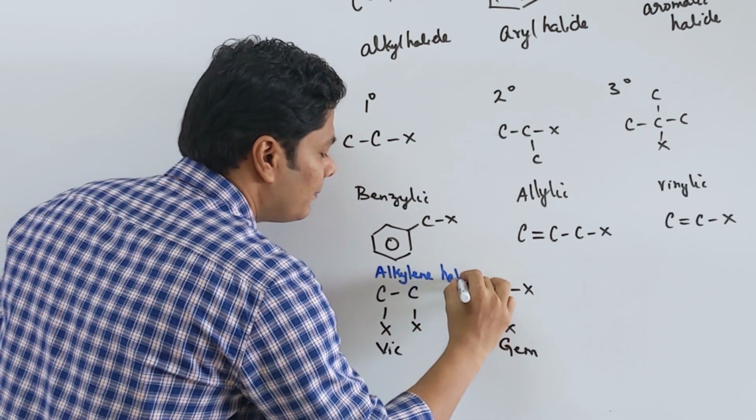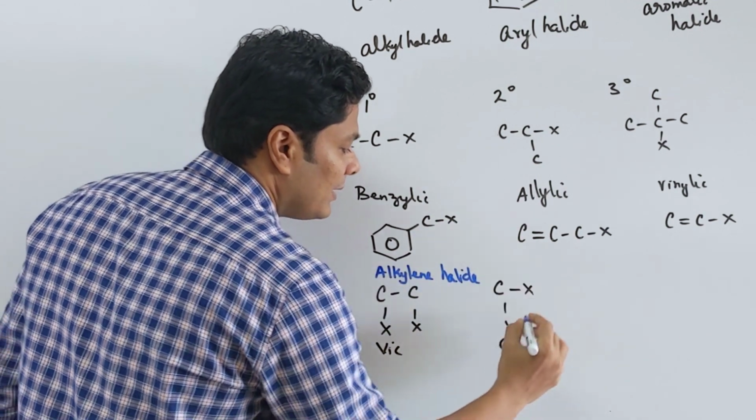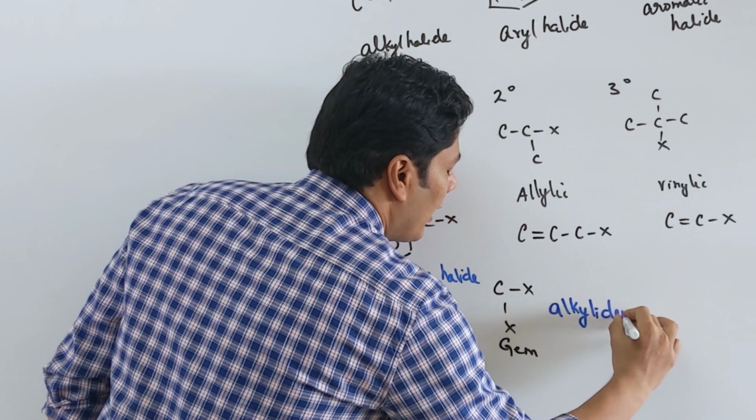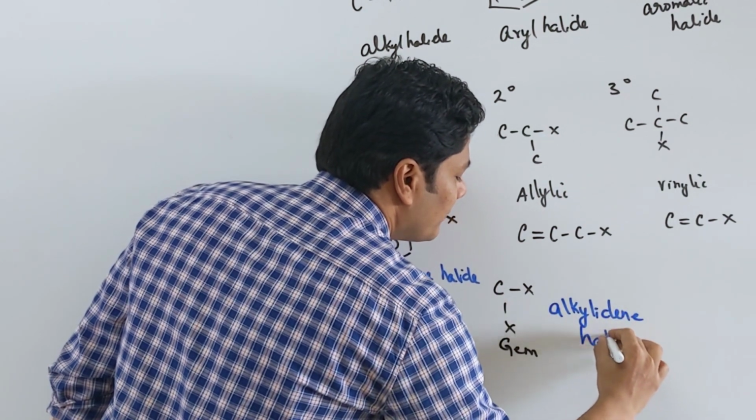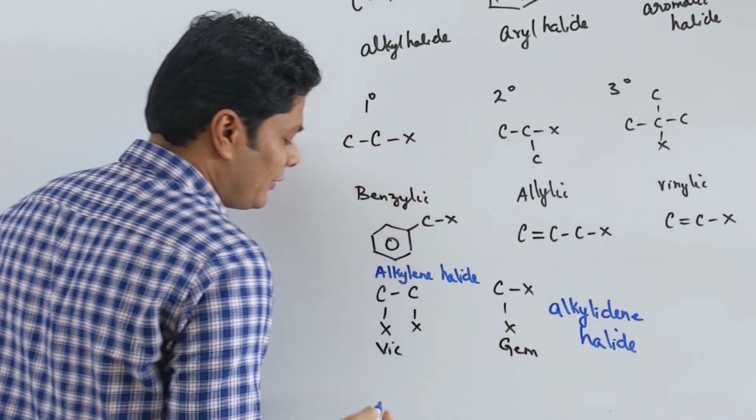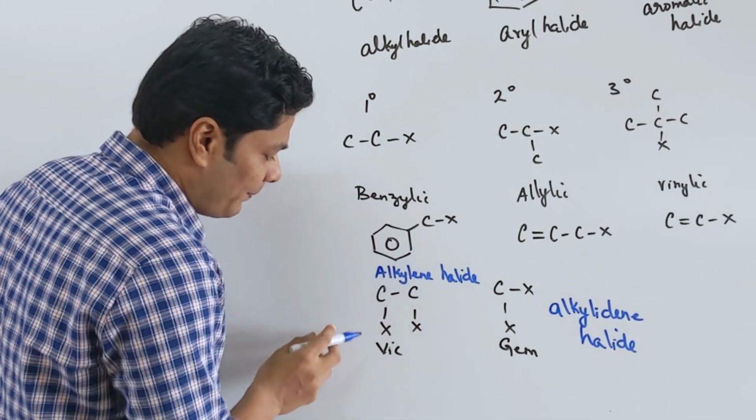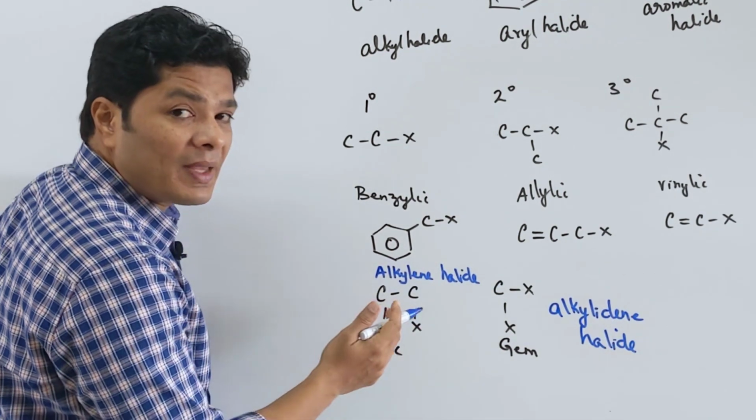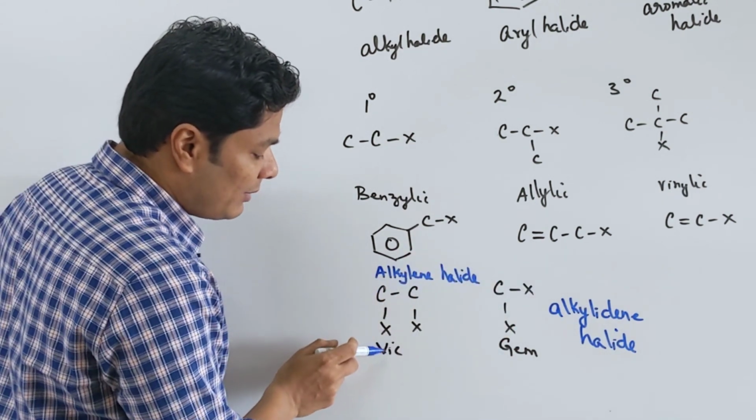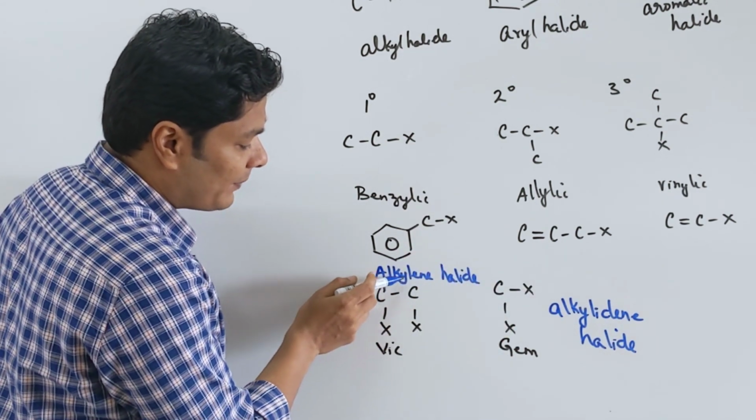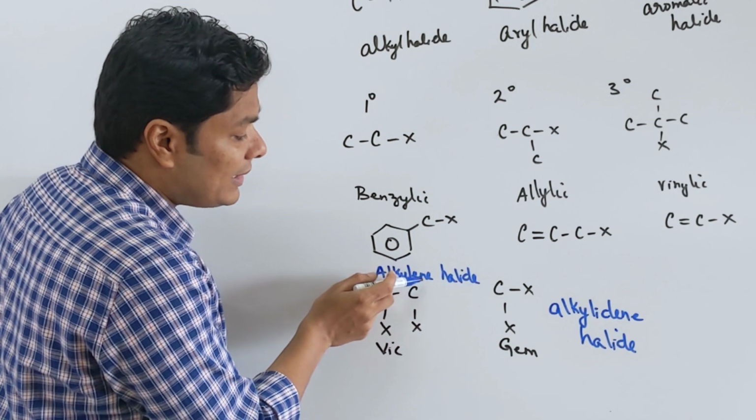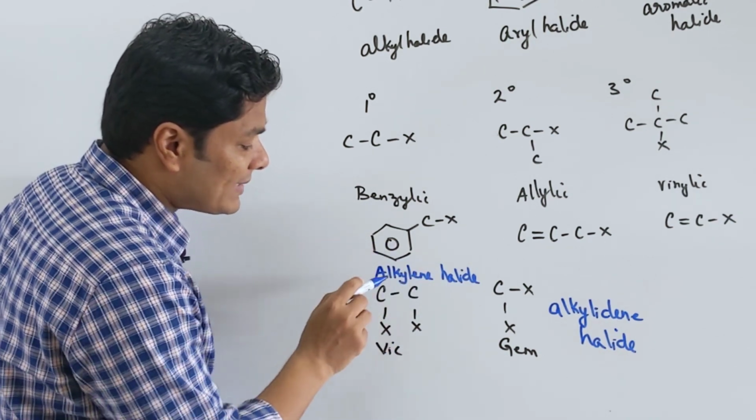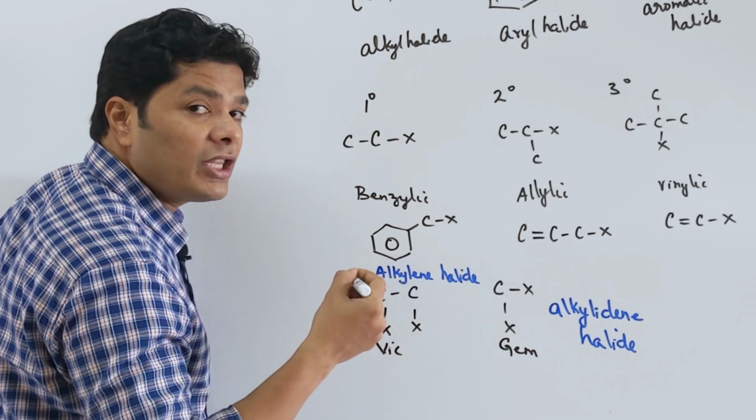Alkyl halide. This is alkylidene halide. It's easy to remember this actually as an example. Imagine that instead of these X you have OH and OH, you would call it ethylene glycol. Similarly, this would be ethylene dihalide. Now, when I say ethylene, I don't have to say the word dihalide.